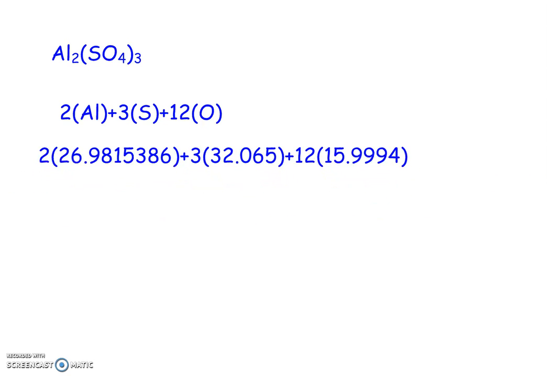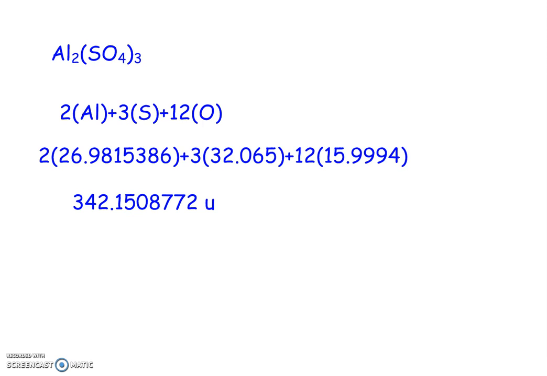So aluminum is 26.9815386, sulfur is 32.065, and oxygen is 15.9994. If I plug that into my calculator, and again, we're not going to be looking at significant figures when we do these masses, the formula mass for Al2(SO4)3 is 342.1508772 u. And again, this is for the formula mass.